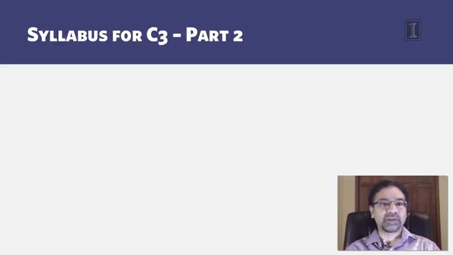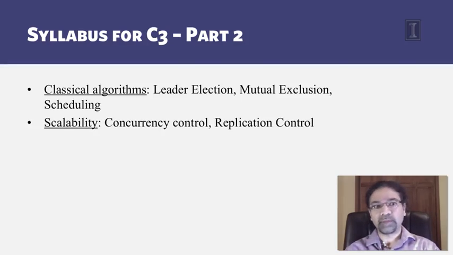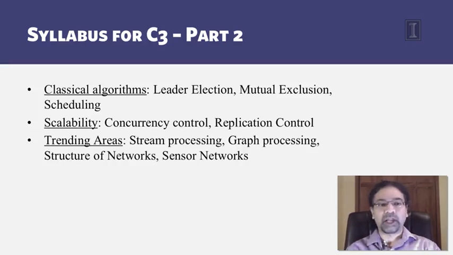So what are we going to cover in C3 Part 2? We'll continue our discussion where we left off in Part 1 and focus on more classical algorithms, including leader election, mutual exclusion, and scheduling, all of which are used in pretty much all the cloud computing systems today. We'll look at a discussion of scalability. How do you support millions of clients with concurrency control and hundreds of servers and replicas with replication control?